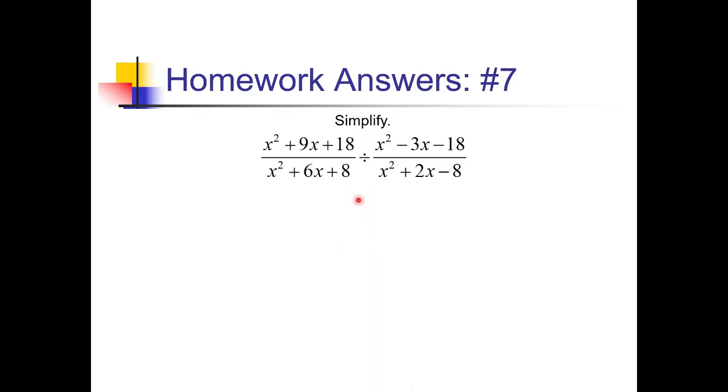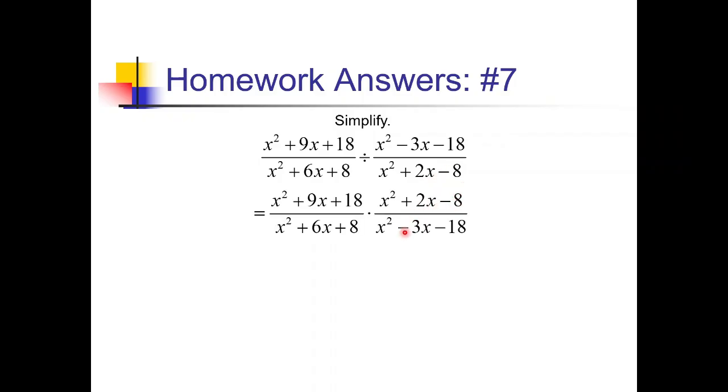To start off this division problem, let's turn it into multiplication. Same change flip. So keep the same fraction for the first one, make it multiplication, change it to that, and then flip that second one to be x squared plus 2x minus 8 over x squared minus 3x minus 18. Now that we've got multiplication, let's do a whole bunch of factoring and canceling.